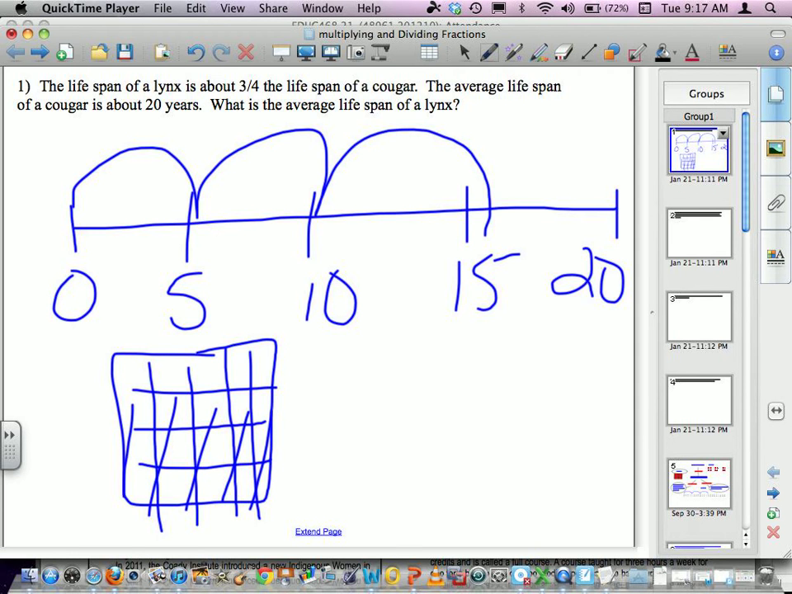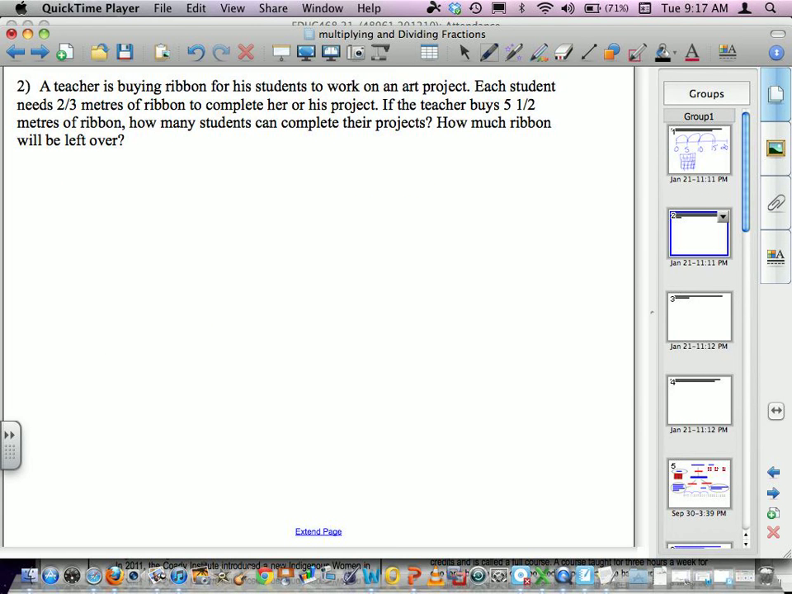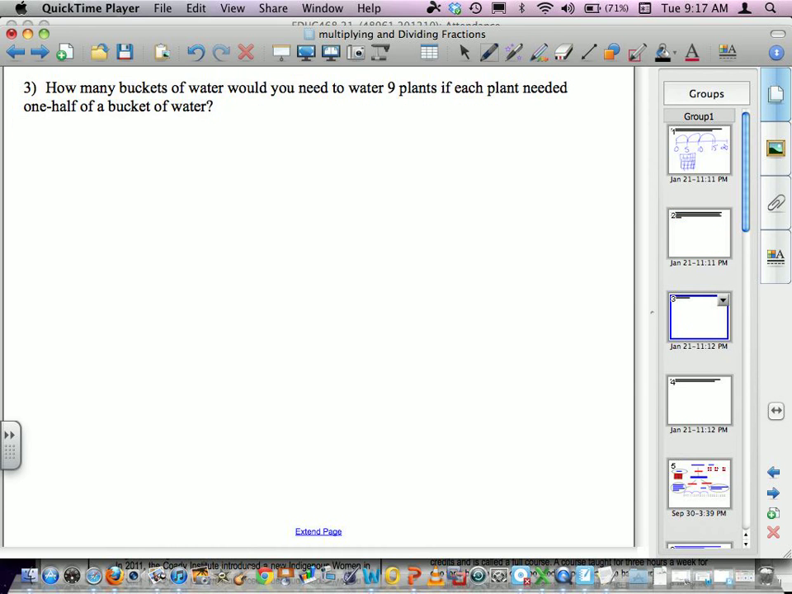Okay. But kids should have a good sense of the parts of 20. Like this one is pretty straightforward. You can reason it out, right? Because they know, well, 20, if I think about it in quarters, each quarter is 5 years, right? So 3/4 of that is 15 years. Let's come back to 2. Let's go to 3.